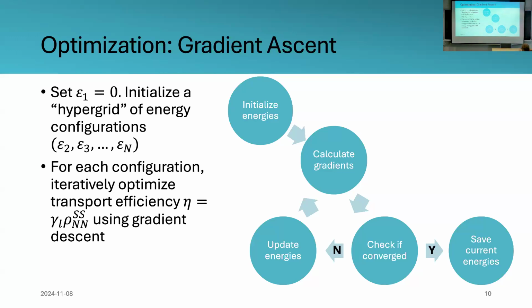And you would typically hear of a cost function with gradient descent, or in general with optimization. I'm just maximizing my transport efficiency. So again, this eta equals gamma leak times steady state density matrix elements, and I get that density matrix element using the Lindblad master equation.